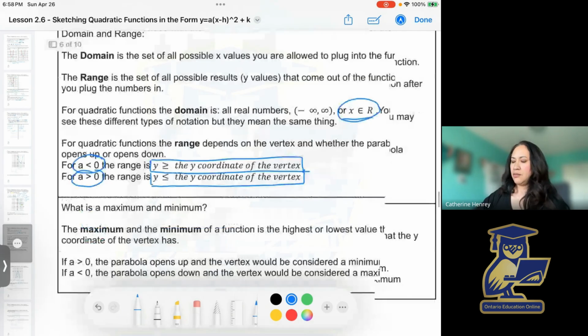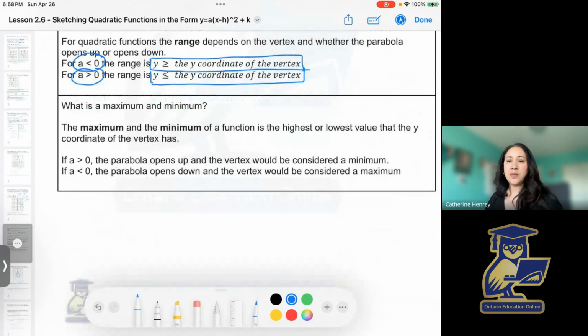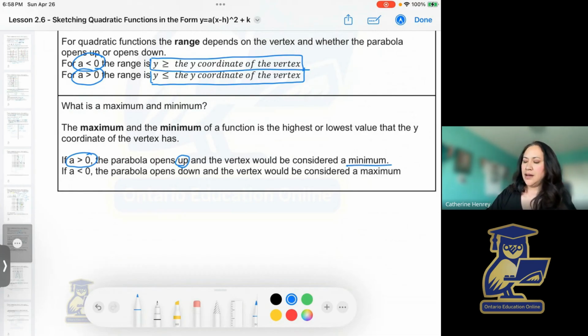Reviewing real quick, maximum and minimum, again, depends on that a value. If a is positive, the parabola opens up and the vertex would be a minimum. And if a is less than 0, the parabola opens down and the vertex would be considered a maximum. And we took a look at that in the last lesson.